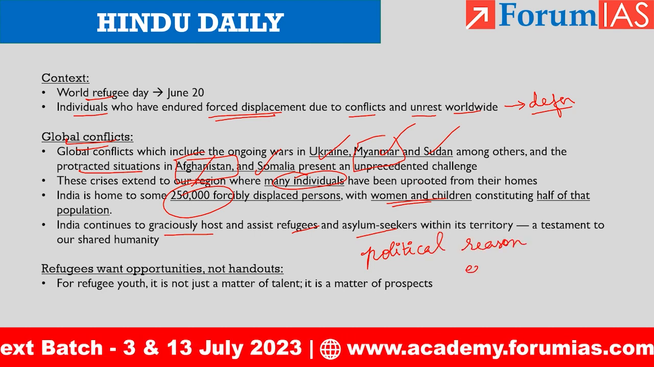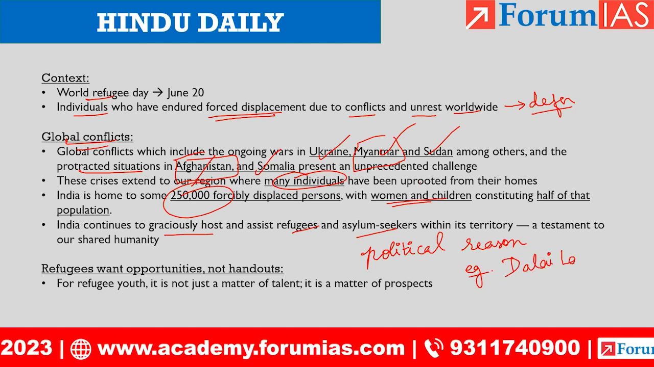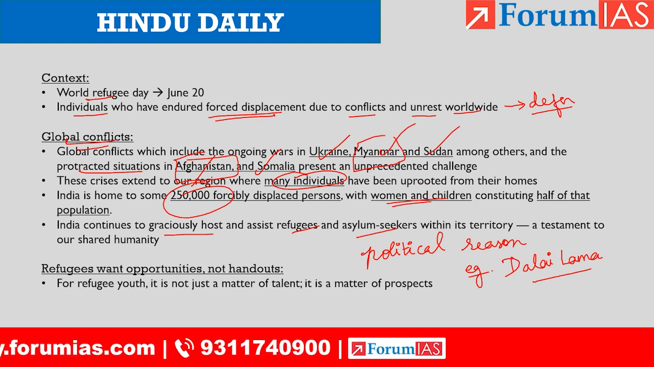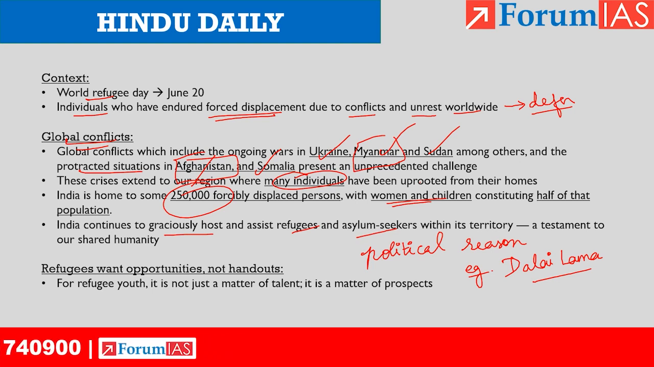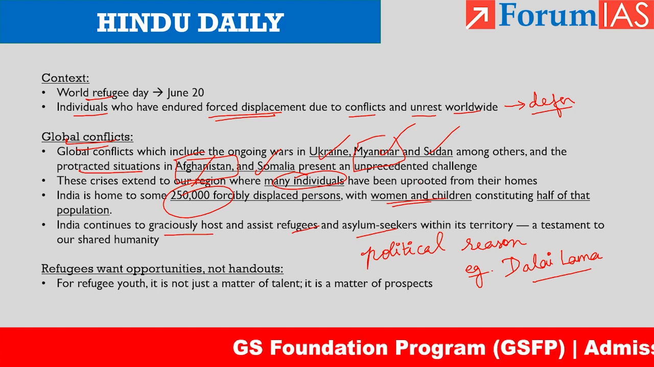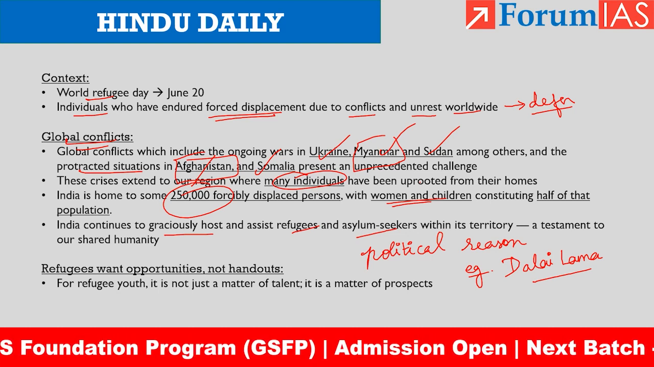Say for example, we have the Dalai Lama. Like that, we have Edward Snowden, who is in asylum in some other country. We have Julian Assange, who is in asylum in some other country. These are all political in nature. When an individual comes for asylum because they are being searched for some reason, that is called asylum.